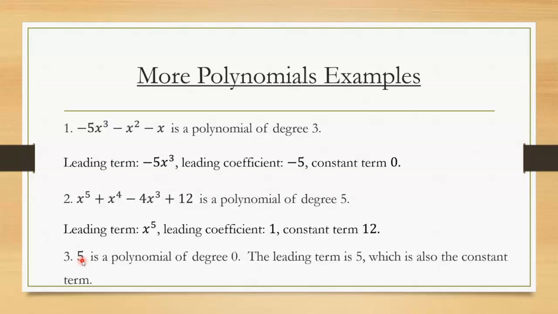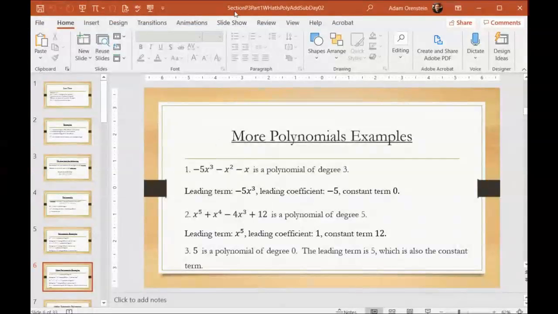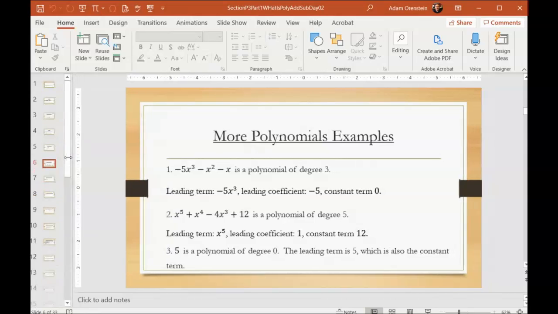Are there any questions about this? Yes. So if the number is 5, but it doesn't have anything with it, it's just a standard number, then the degree is always going to be 0. Right, unless the number is 0. So if instead of 5 here I had a 0, then it would be a polynomial, but the degree would not exist.